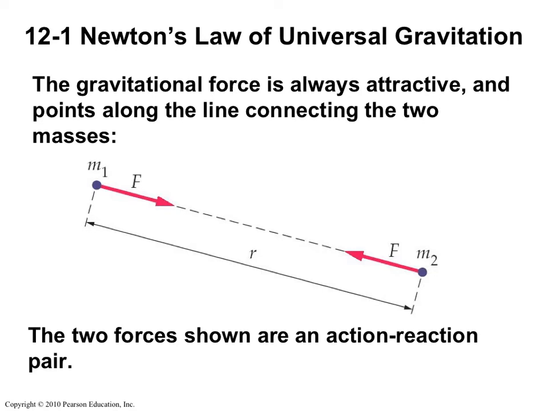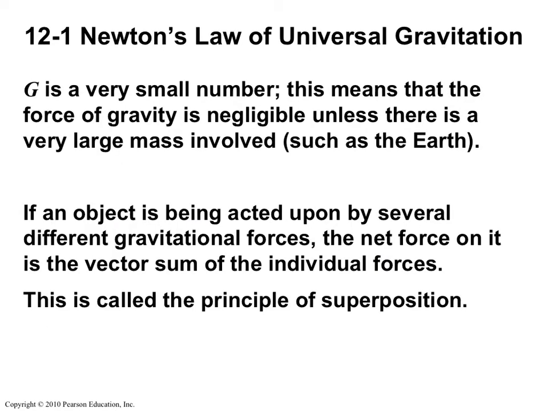An important part of this is that the gravitational force is always attractive, and the line connecting the two masses is r. We could really take any mass in any situation and figure out the force between the two. However, often the force is so small, it's something we don't even notice. G is a very small number, 6.67 times 10 to the negative 11th. That means the force of gravity is almost nothing unless there is a very large mass involved, such as the Earth and a person. If an object is being acted upon by several different forces, the net force is the vector sum.